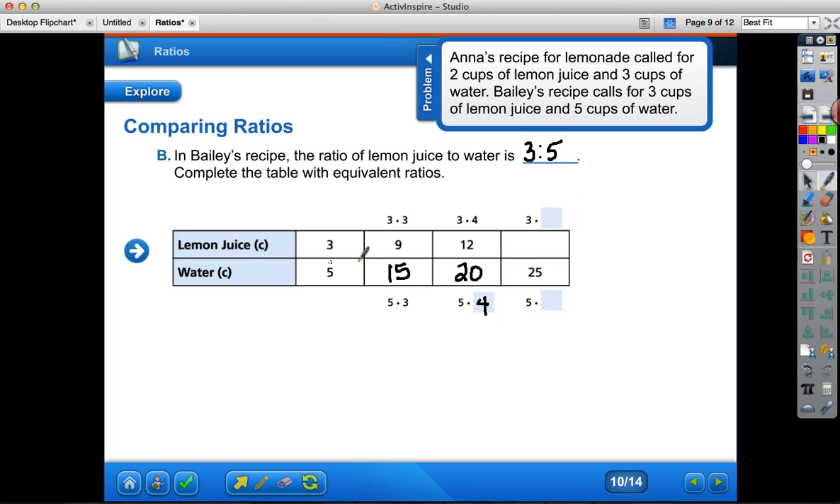Okay, so here, to get 25 cups of water, I know I multiplied by 5, so I have to do the same on top, and that would give me 15 cups of lemon juice. So now I have tables for both Bailey's lemon juice and Anna's lemon juice. Now I need to find something in Anna's juice and Bailey's juice that is the same, because their ratios might not show up to be equal, but there might be a part of their ratios that are equal that can help us out.